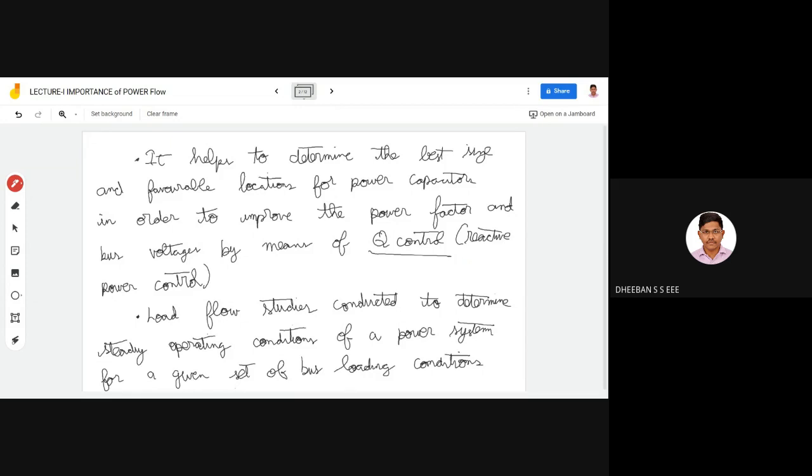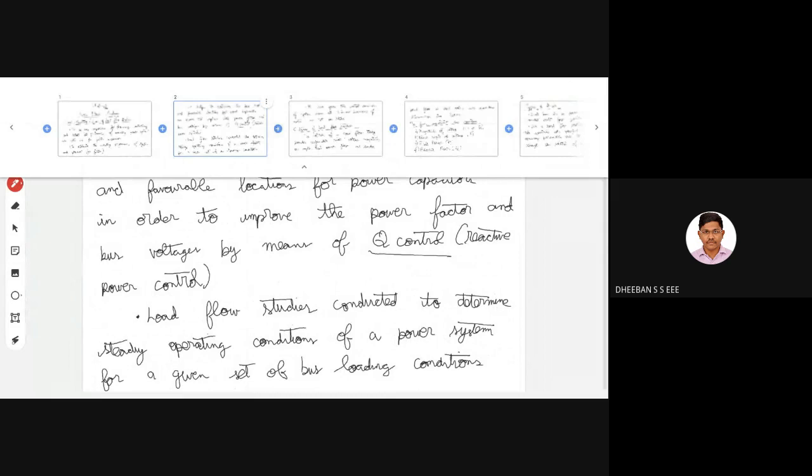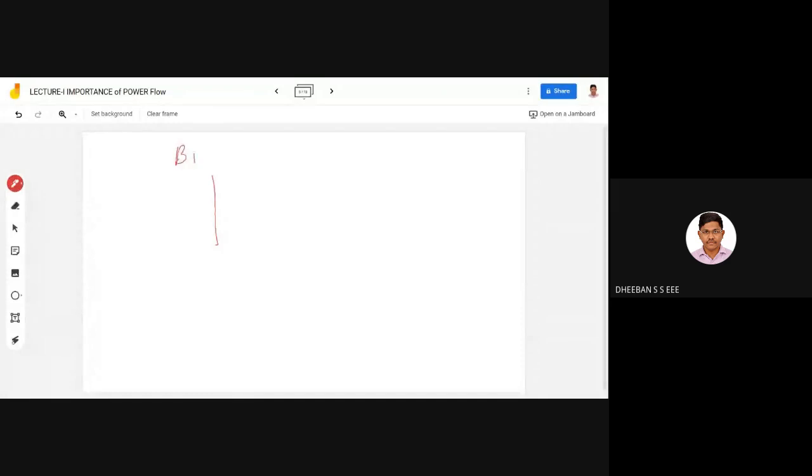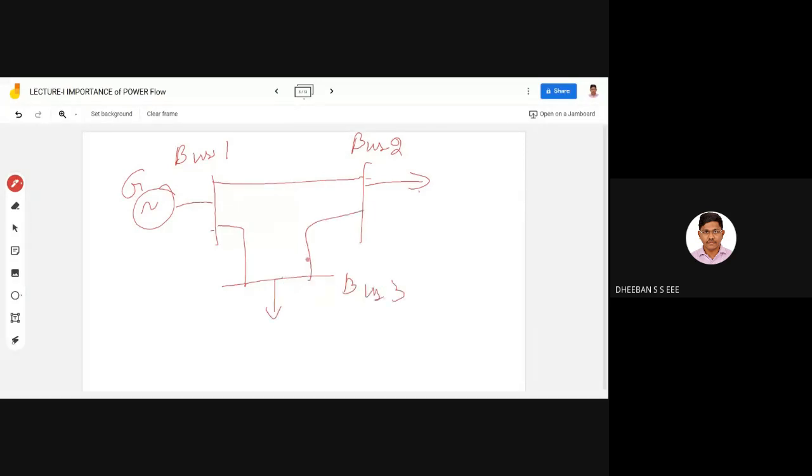As I said, there will be some interconnected power system. For example, we can take this as bus one and this as bus two, connected. Here is your generator. Here is a static load, followed by bus 3, which also has a static load. So this is a single machine, 3-bus system.